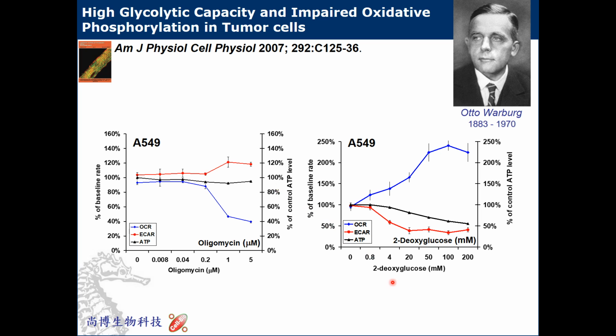Then we can see another experiment. We pretreated with 2-deoxyglucose. 2-deoxyglucose is an analog of glucose, so we can inhibit glycolysis in a competitive way. You can see the red line ECA decreased, and the blue line OCA increased. It is very much increased. You can see almost a 150% increase, but the ATP supply decreased to just half.